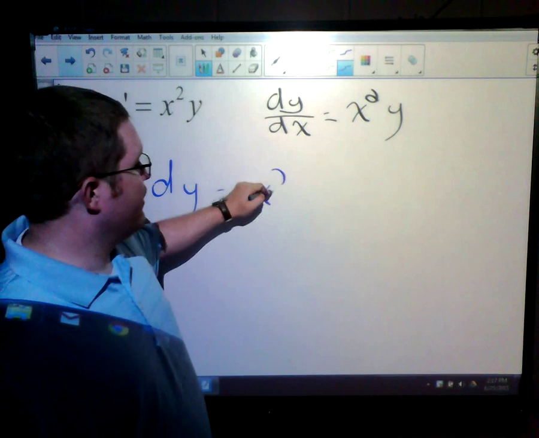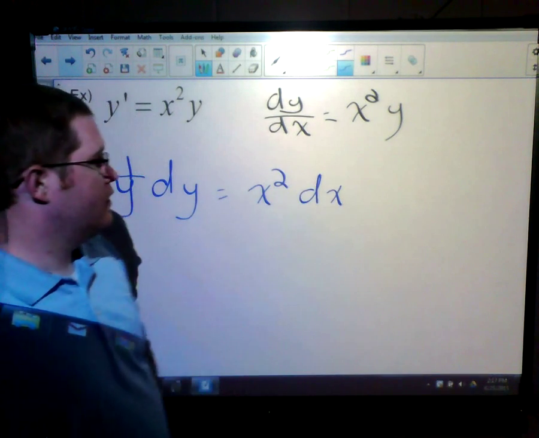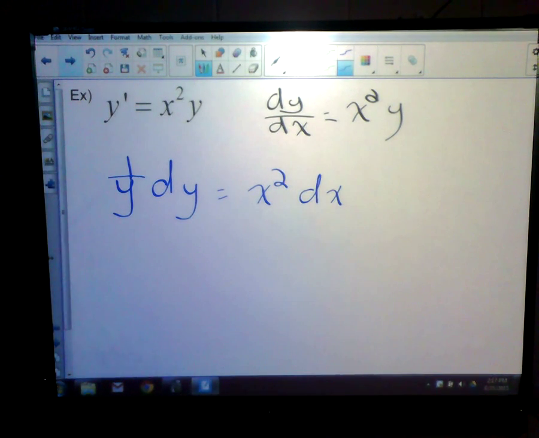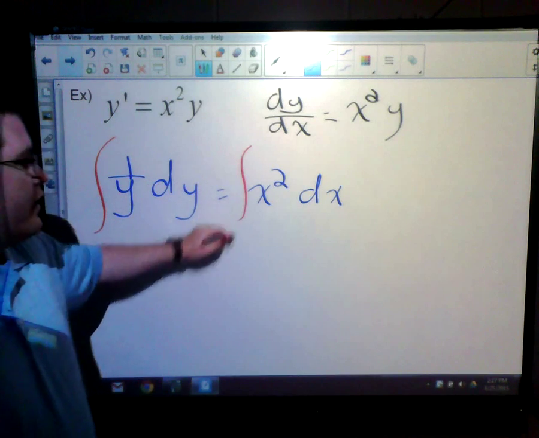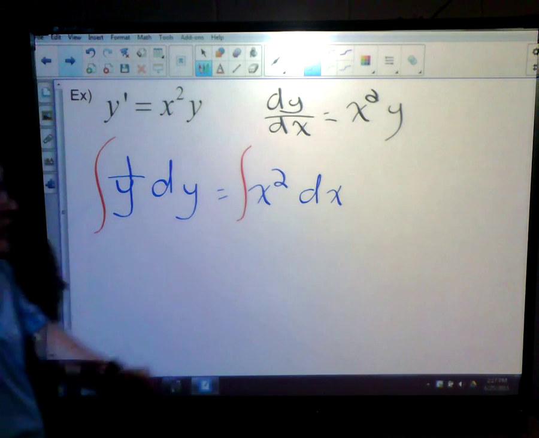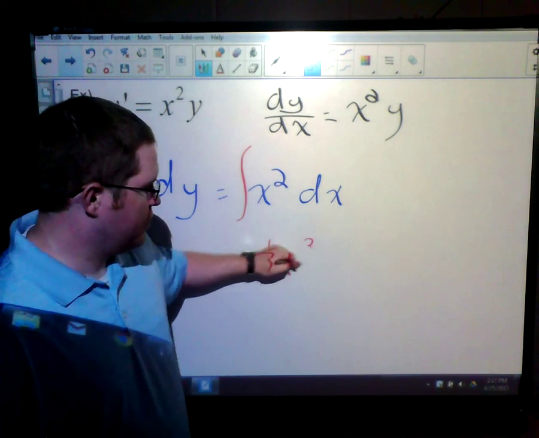That leaves x squared, and I'm going to move the dx over here. Now all my variables are separated. All the y's are on one side, all the x's are on the other side. Let's cancel out the derivatives by integrating. This side's easy: 1/3 x cubed plus c.